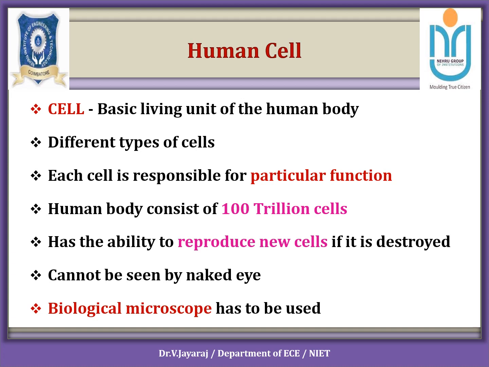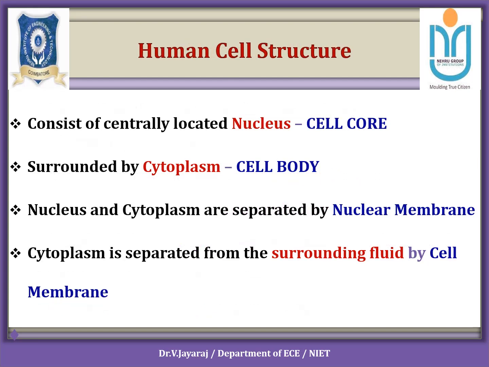Generally, the structure of a cell cannot be viewed by the naked eye. It can be viewed only by a biological microscope. The size of a human cell is approximately 5 micrometers. Structure of a human cell. Each cell consists of a centrally located nucleus called as cell core. The cell core is surrounded by the cell body called as cytoplasm. The nucleus is separated from cytoplasm by a membrane called as nuclear membrane. The cytoplasm is separated from the surrounding fluid by the cell membrane.